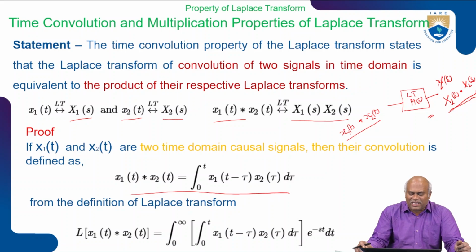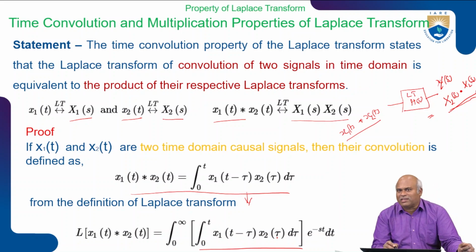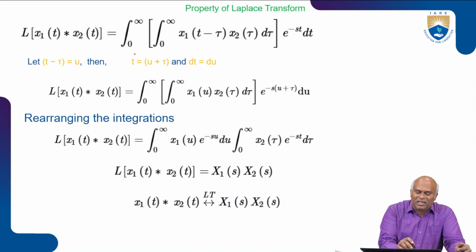From the definition of the Laplace transform, the Laplace transform of x1 of t convolution x2 of t is equal to the integration from 0 to infinity of the convolution, which I substitute here: the integration from 0 to t of x1 of t minus tau, x2 of tau, d tau, times e power minus st dt. I write this as per the definition of the Laplace transform. Then I take the integration from 0 to infinity outside. The remaining portion I write as the integration from 0 to infinity of x1 of t minus tau, x2 of tau, d tau, e power minus st dt.